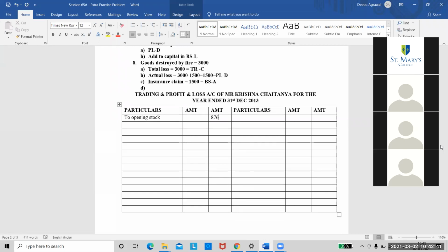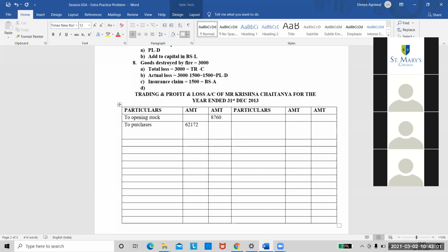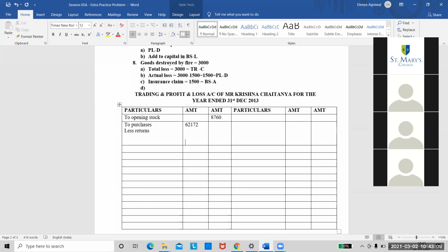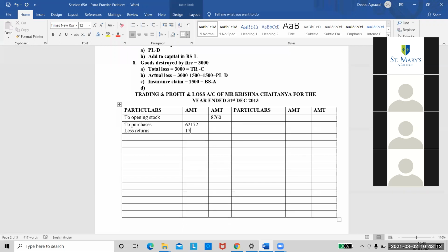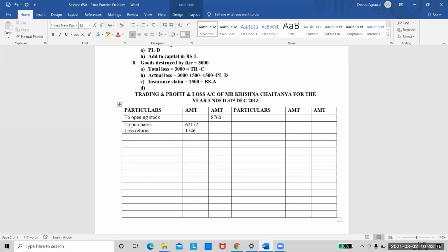Yes, opening stock is 8760. Next is your purchases. Do we have returns? Yes. So we know which is purchase returns, right? The one given on the credit side is purchase returns. Purchases 62,172. And what is the returns? Less returns 1746. 60426. Okay, so we have taken the purchases.